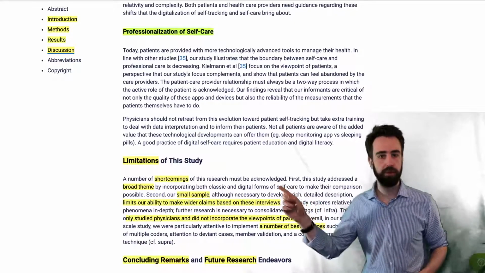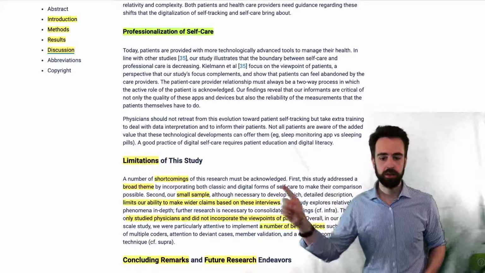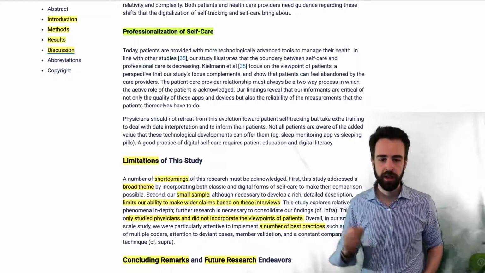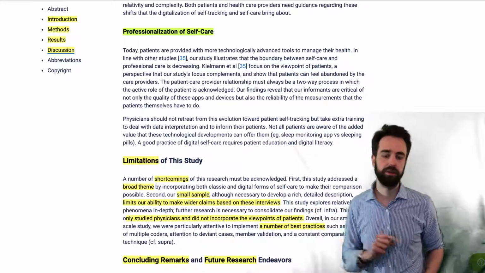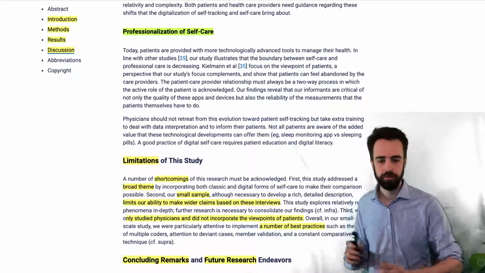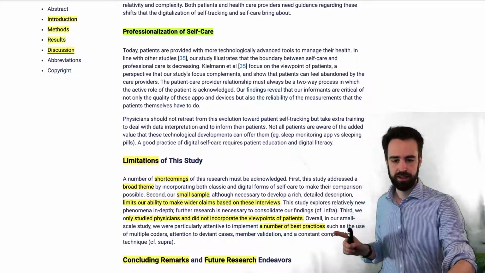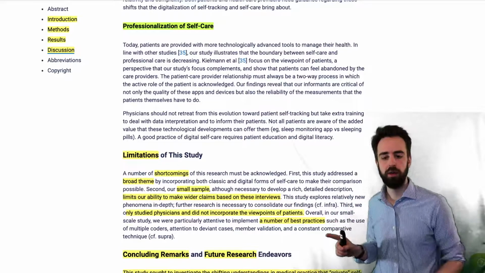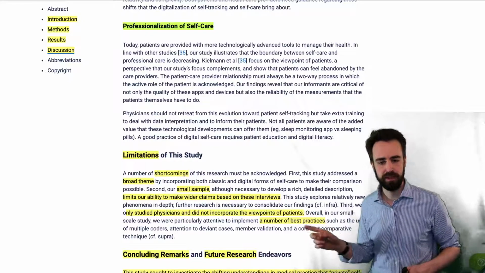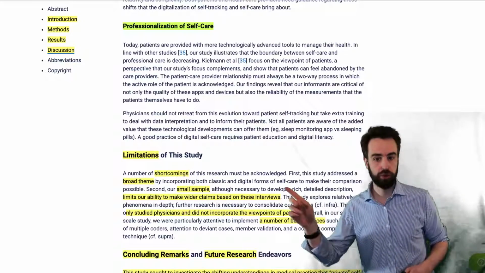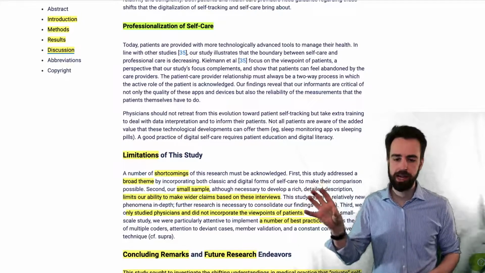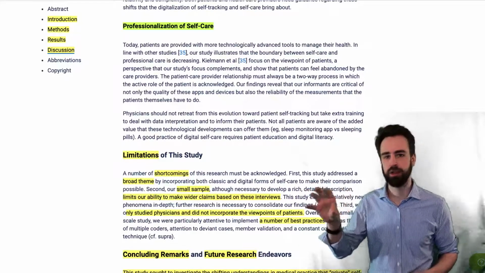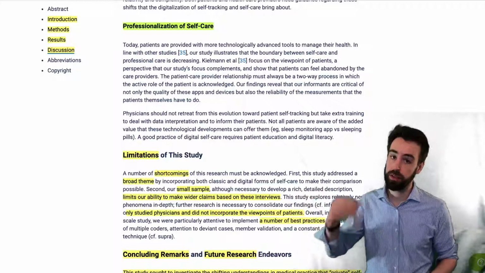First, we have a very broad theme. Second, we have a relatively small sample. And third, we studied only physicians and not the viewpoints of the patients. In the last sentence here, they discuss their best practices of how to mitigate those shortcomings. What did they do in order to try to minimize the impact or the consequences of those shortcomings on the data?